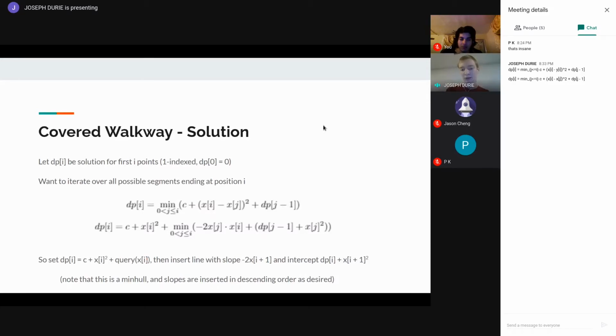And the other important thing to notice is that this is a min hull, and we do have the slopes in descending order, right? Because you have your x positions sorted in ascending order, so taking negative 2 times that is going to be descending. All right, questions on this?